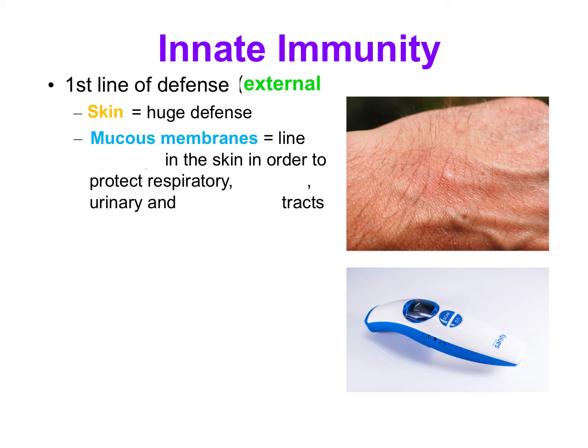And then we have our mucous membranes. And again, we talked about mucus is something that we all have, and it's something we actually need. Mucus lines the openings in the skin in order to protect our respiratory, digestive, urinary, and reproductive tracts. So while we think about mucus just in our respiratory system, it really is all over the body and does a great job at protecting us.